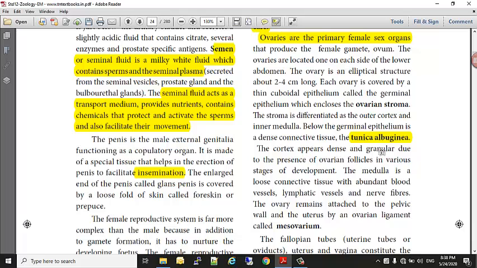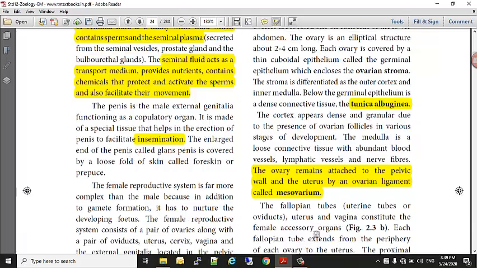The cortex appears dense and granular due to the presence of ovarian follicles in various stages of development. The medulla is a loose connective tissue with abundant blood vessels, lymphatic vessels, and nerve fibers. The ovary remains attached to the pelvic wall and the uterus by an ovarian ligament called the mesovarium. So this is very important. That ligament is called the mesovarium.